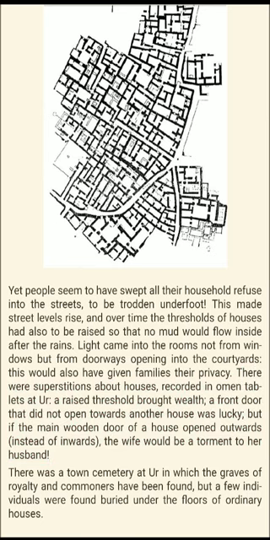There were superstitions about houses, recorded in omen tablets at Ur. A raised threshold brought wealth, a front door that did not open towards another house was lucky, but if the main wooden door of a house opened outwards, instead of inwards, the wife would be a torment to her husband.